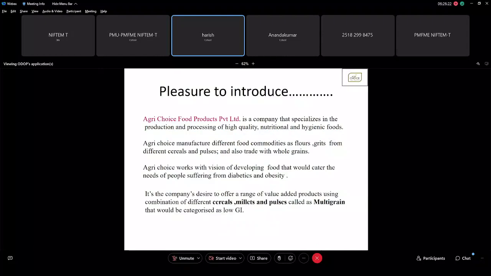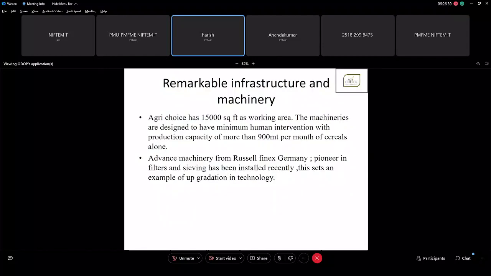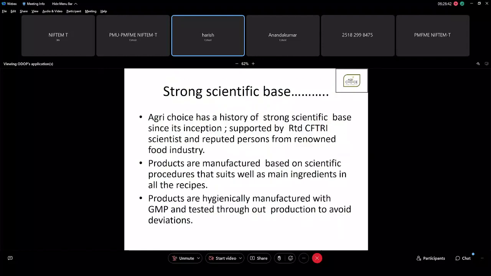This company specializes in production and processing of high quality and nutritionally hygienic foods. Along with different types of flours, we make grits, in different sizes. When you hear flour, you think it is only a powder. No, if you grind a cereal into flour, it has different profiles in it. Some particles will be coarse, some fine, some super fine. It is a mixture of all these put together that constitutes a flour.